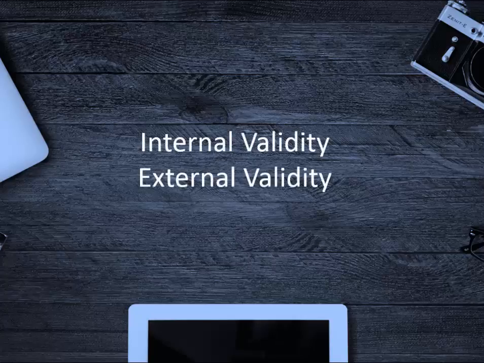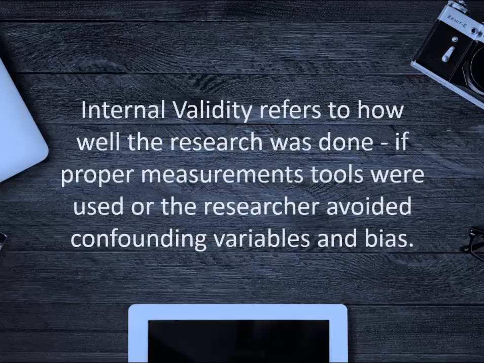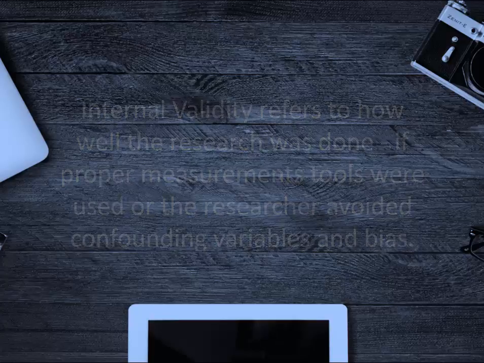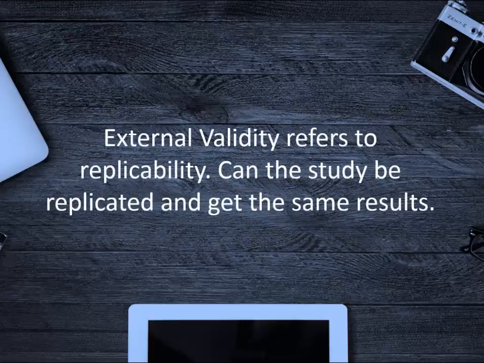There are various ways to go about doing this. The best and most accurate way to determine validity of a study is to examine the internal and external validity. Internal validity refers to how well the research was done, if proper measurement tools were used, or the researcher avoided confounding variables and bias. External validity refers to replicability. Can the study be replicated and get the same results?